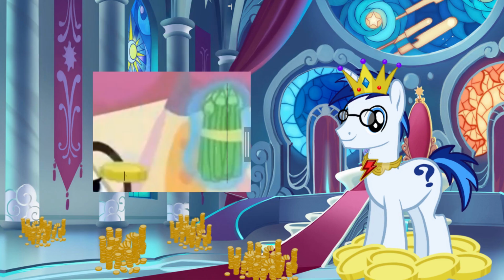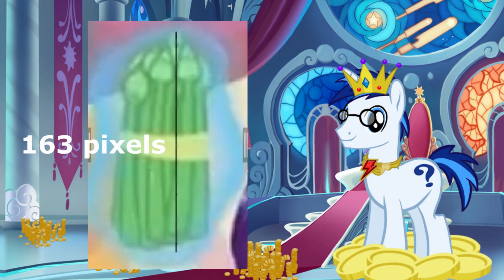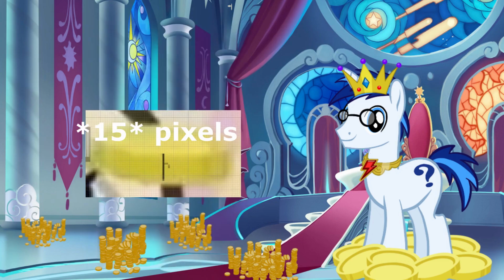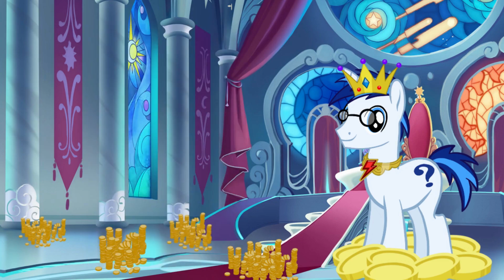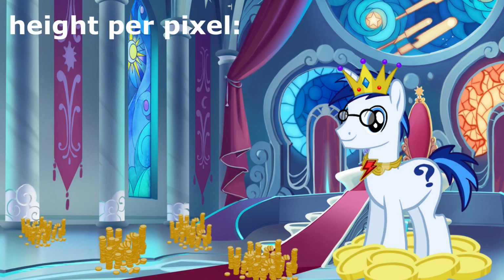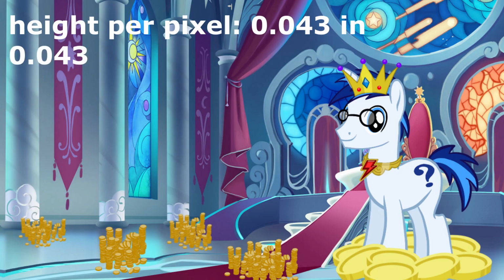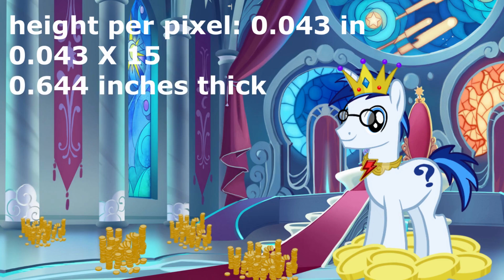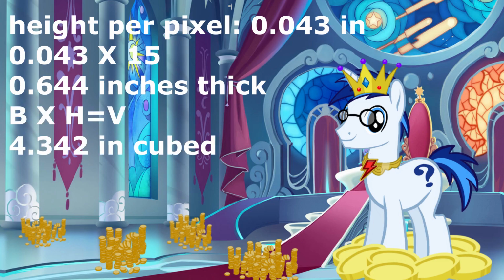Again, we're going to measure the asparagus and bit in pixels. The asparagus is 163 pixels long, while the bit is 12 pixels thick. And with some quick maths, by converting pixels to height, the asparagus height per pixel is 0.043 inches. This means by taking the height per pixel and multiplying it by 15, we get a bit that is 0.644 inches thick. And now all that's left is to multiply base times height to find the volume, and we get around 4.342 inches cubed.